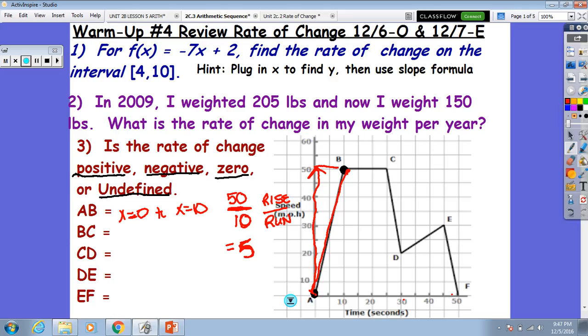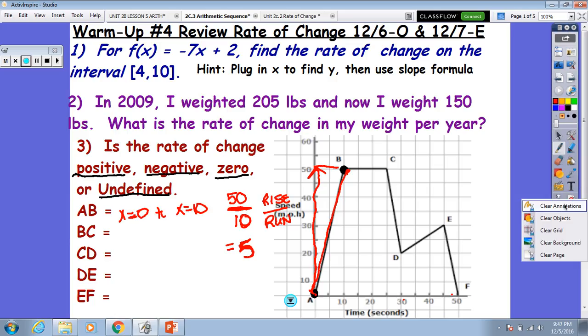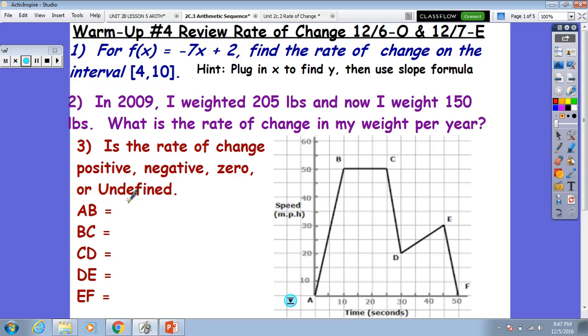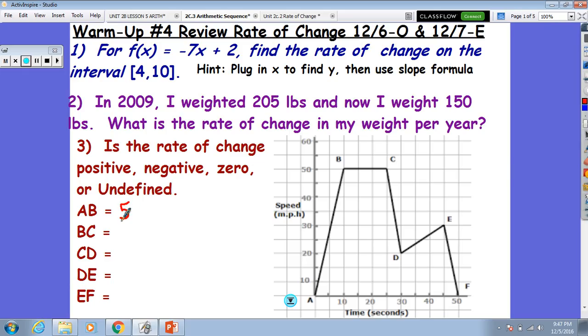All right? So let me clear what I wrote on this graph because we're going to do another one. And this slope was 5, so that meant it was positive. Okay, now let's look at the slope from B to C. All right, so now I want to do rise over run again.